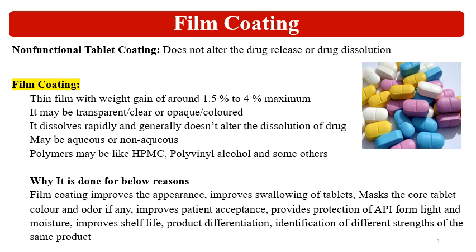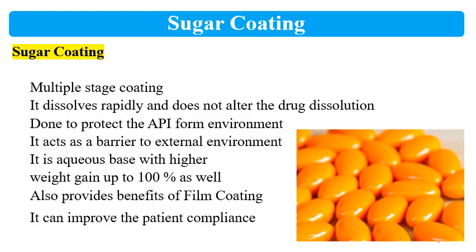It provides protection from light, moisture, and oxygen, and it improves the shelf life of the formulation. It is also done to differentiate the product. So some products have different color codes and coatings. Then it is also utilized to have identification or differentiation of the different strengths of the same product. So these are some of the applications for film coating.